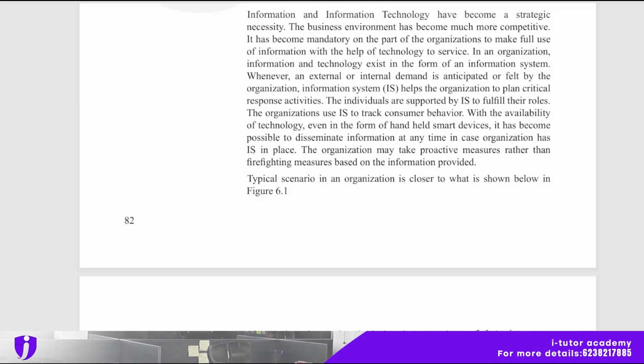Whenever an external or internal demand is anticipated or felt by the organization, the information system helps the organization to plan critical response activities, and individuals are supported by it to fulfill their roles, and the organization uses it to track consumer behavior. With the availability of technology, even in the form of handheld smart devices, it has become possible to disseminate information at any time, in case the organization has an information system in place. The organization may take proactive measures rather than firefighting measures based on the information provided.